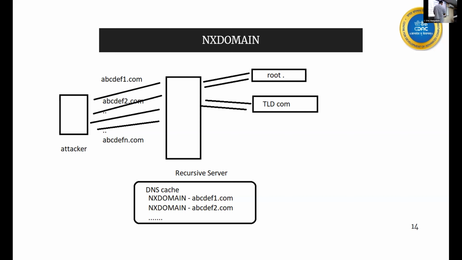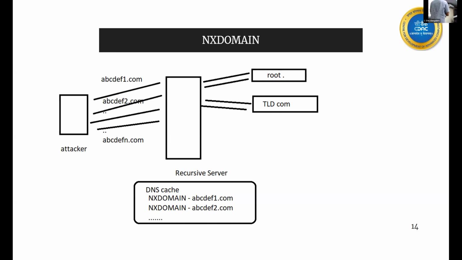Suppose the client is asking for one domain name which does not exist. Suppose some domain name it is asking which is not there in the world, say abc.abc something. For this domain, the recursive server will try to get it, and it will find that this domain is not there, and then the recursive server will put this entry as NX domain in the cache. So in the cache, it says that abc.abc is not there in the world. So this entry will be put in the cache so that when someone else asks for abc.abc, the same reply will be given back to the client.